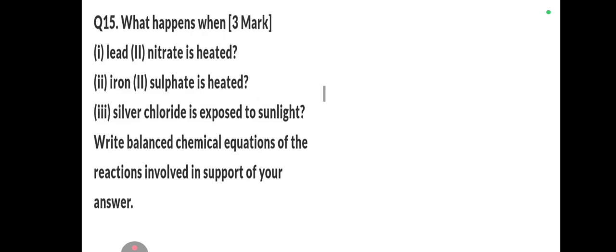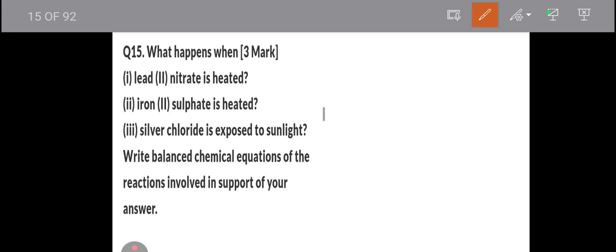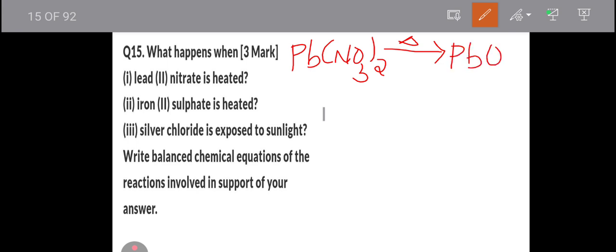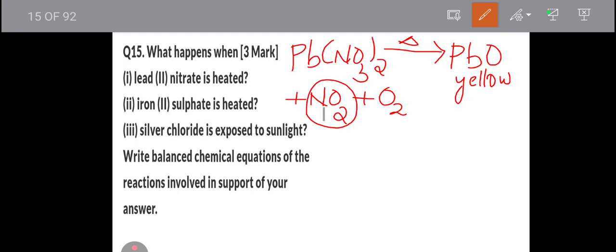What happens when lead nitrate is heated, iron 2 sulfate is heated, silver chloride is exposed to sunlight? This question has already been discussed in our part 1. First, what happens when lead nitrate is heated? Lead nitrate is chemically Pb(NO3)2. Once we heat lead nitrate, we can see the formation of brown fumes, and the white color of the lead nitrate changes into yellow. This yellow color is due to the formation of lead oxide. Two gases are also evolved, NO2 gas as well as oxygen gas. Due to the production of NO2 gas, we get brown fumes. So this is what happens when lead nitrate crystals are heated.